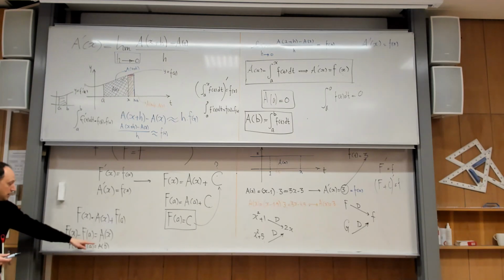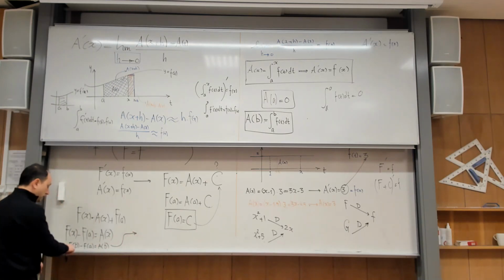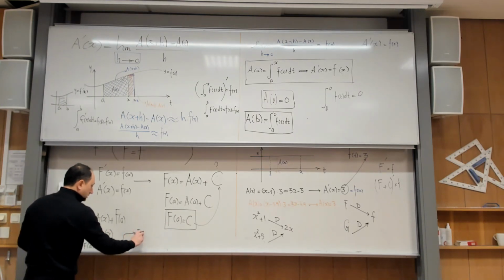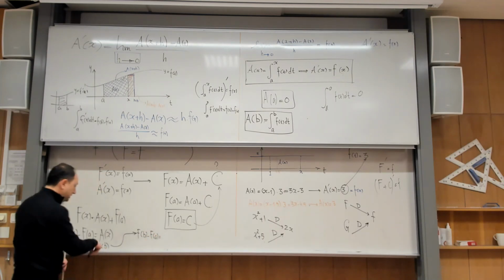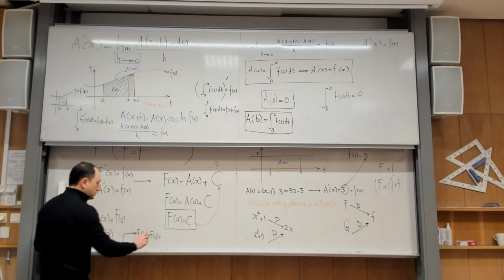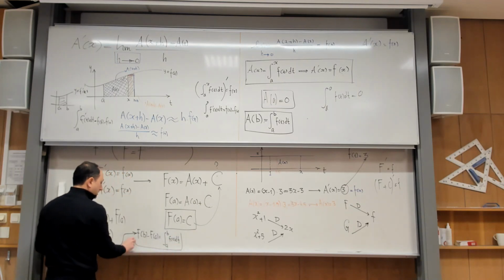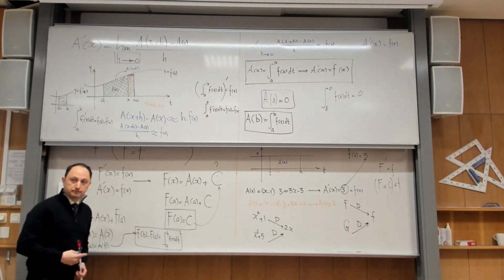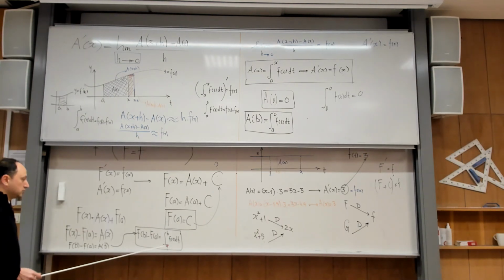So A of b is F of b minus F of a, and then we are at the end more or less. So F of b minus F of a is equal to A of b, which is on the board. So it is the integral from a to b of f of t dt. And that is Newton's formula.